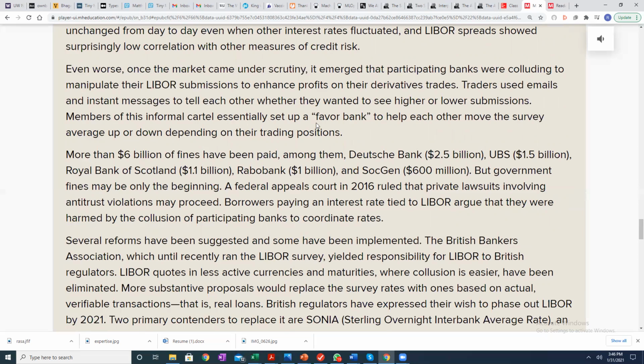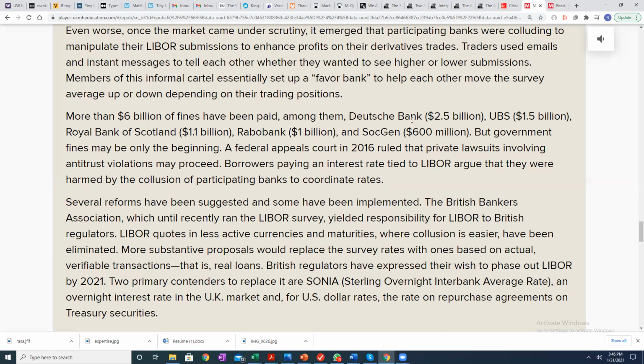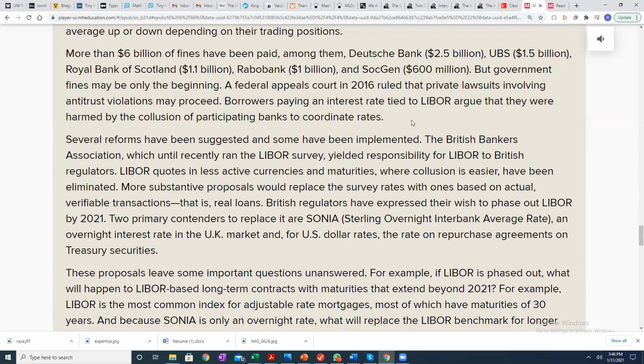Traders used email and instant messages to tell each other whether they wanted to see higher or lower submissions. Members of this informal cartel essentially set up a favor bank to help each other move the survey average up or down depending upon their trading positions. More than $6 billion in fines have been paid, by Deutsche Bank, UBS, Royal Bank of Scotland, Rabobank, and SocGen. The Federal Appeals Court in 2016 ruled that private lawsuits may proceed.